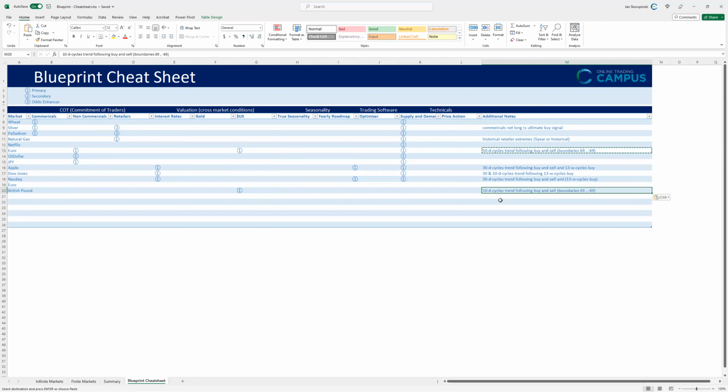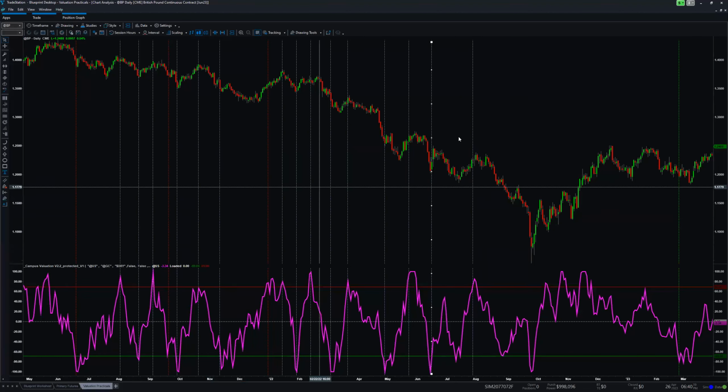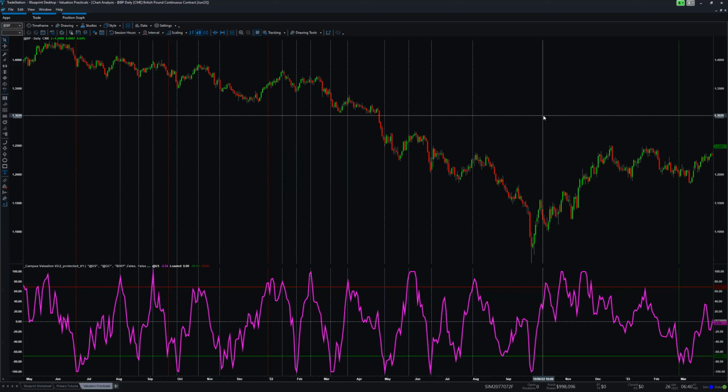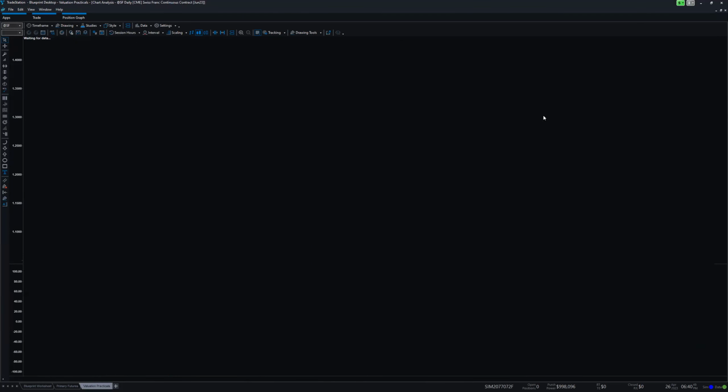We can use the same boundaries. We can use the same 10-day cycle trend following rule as we used for the euro. What else could we look at? Swiss franc.